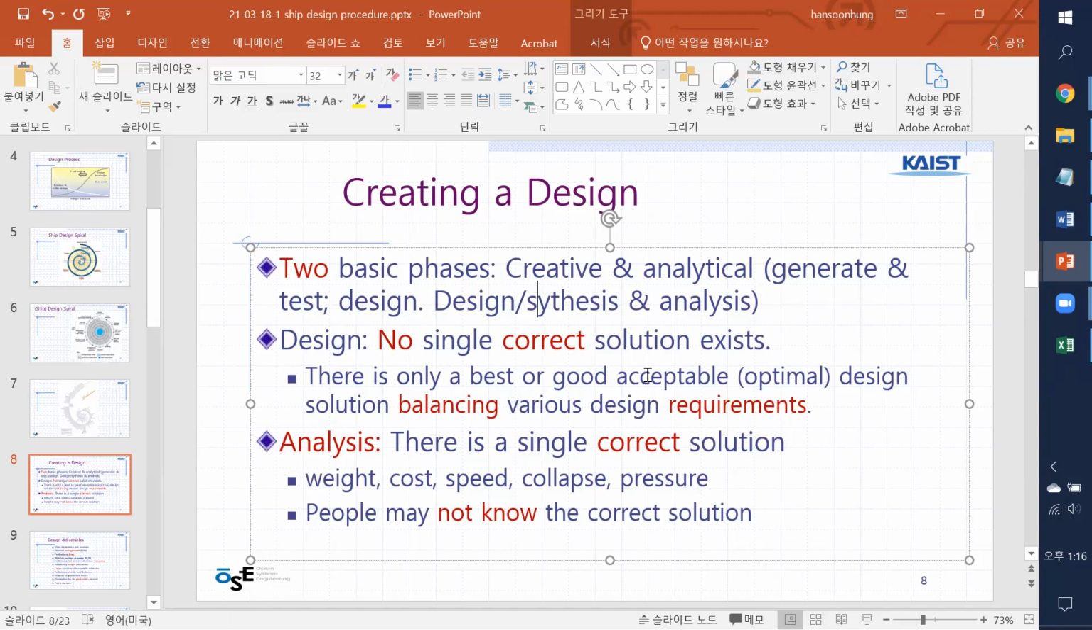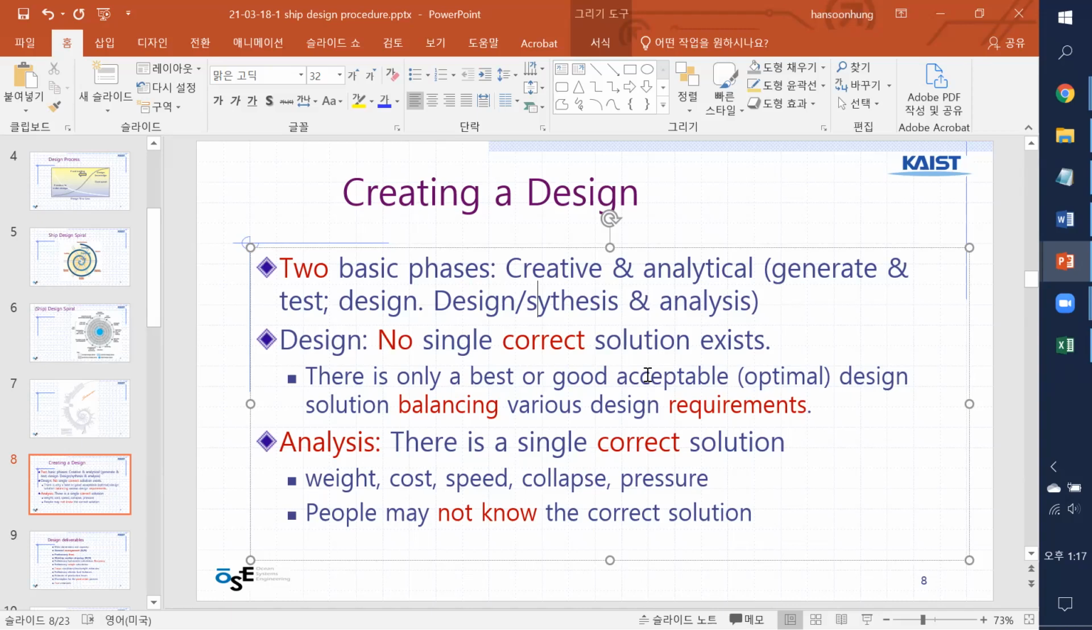So in design there is no single correct solution. There is a special characteristic of design. There is only a best, good, acceptable, or we can say optimal design, not correct. There is optimal, that is balancing various design requirements. But in comparison, in design analysis, there is a single correct solution, even though we don't know the correct solution yet.